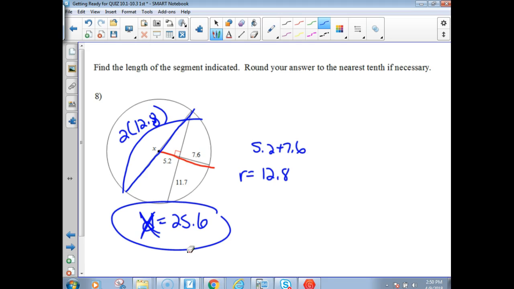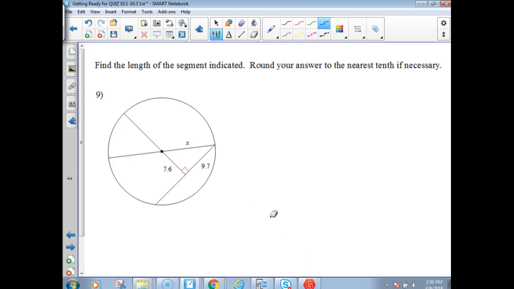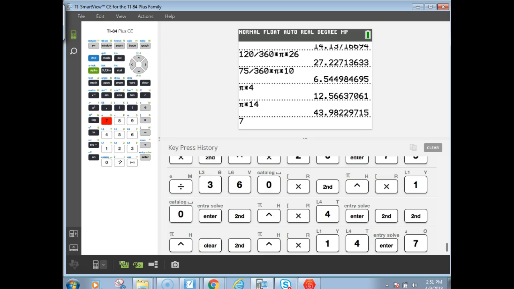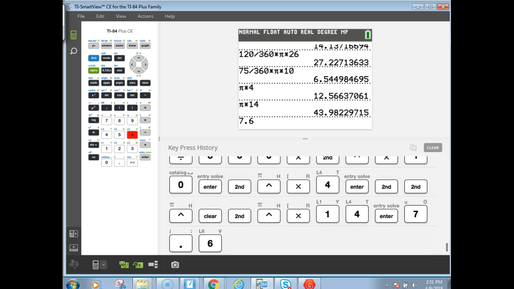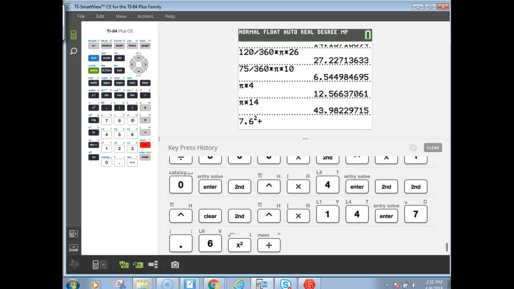Sorry, that was X, which was a diameter. Okay, number 9 wants us to find X, but now it's a radius, and I don't have another radius given. So since I have a right triangle here, I can use the Pythagorean theorem. X is the hypotenuse, so X squared equals 7.6 squared plus 9.7 squared. You grab your calculator, 7.6 squared plus 9.7 squared.